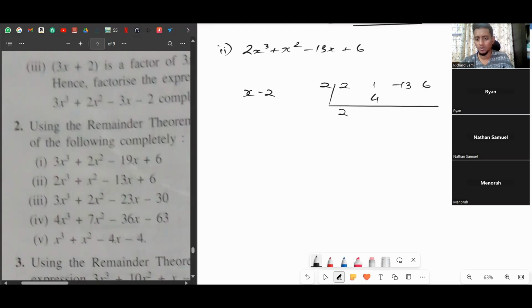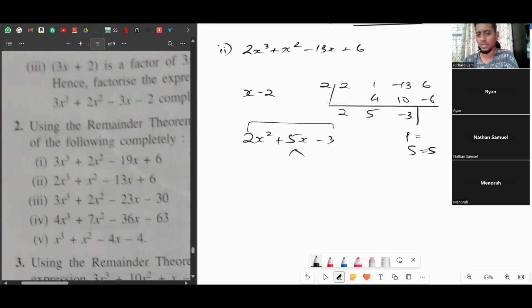2 2s are 4, 5. 5 2s are 10. Minus 13 plus 10. Minus 3 into 2, minus 6. So your expression is 2x square plus 5x minus 3. And then sum and product. Sum is 5. Product is 2 into minus 3, that's minus 6. So here also minus plus minus, 6 minus 1, no?